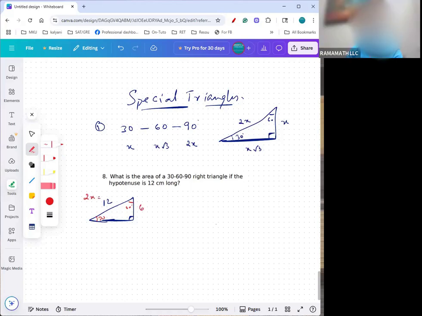So then if 12 is 2x, then the side opposite the 30 degrees would just be 6. And the side opposite the 60 degrees would be x root 3, so it'd be 6 root 3. And now we use the triangle area formula, which is just 1/2 base times height. Very good.